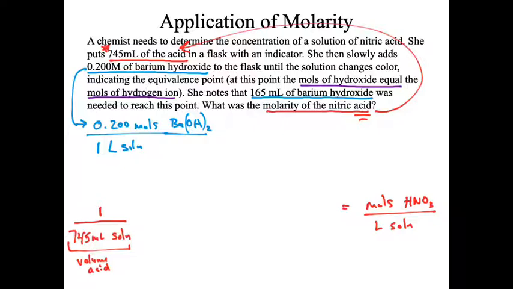Is milliliters of solution what we want? No, I want these. So what do you got to do? I want milliliters in the numerator so that you can get liters, so that can cancel. What do I want to relate that milliliters to? Liters of solution. Awesome. Where do I find that conversion factor?